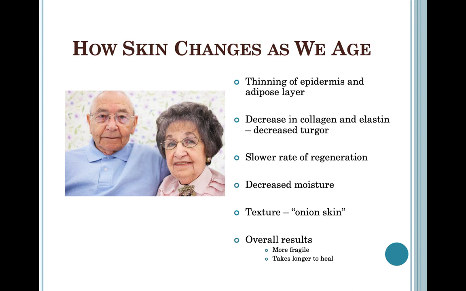Overall, in older adults, we sometimes see a change in texture that can be described as onion skin. There's less adherence between the epidermis and dermis. That's one of the reasons why we get wrinkles as we get older. But for us, the thing that we have to be concerned about is that the overall result is that skin becomes more fragile. So people who are older are more vulnerable to skin injuries, and also when they do have a skin injury, it will take longer for them to heal.